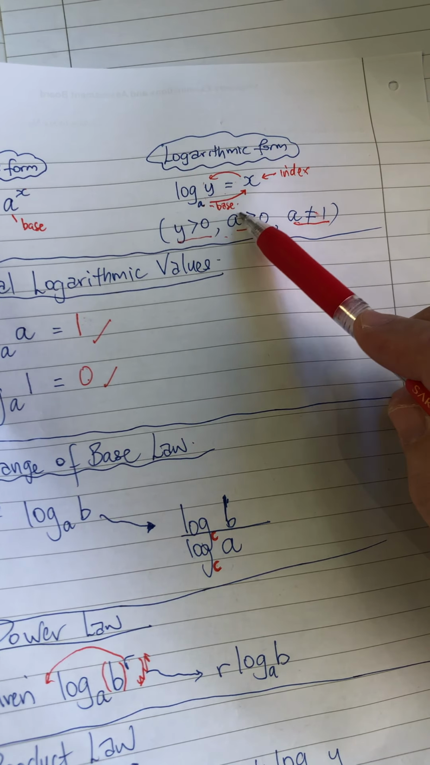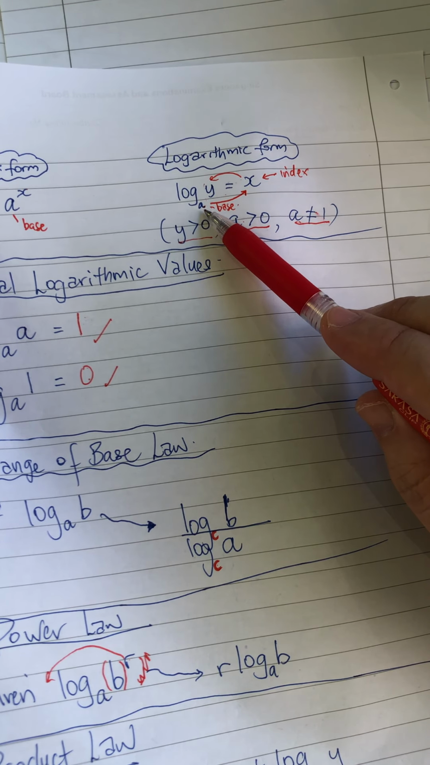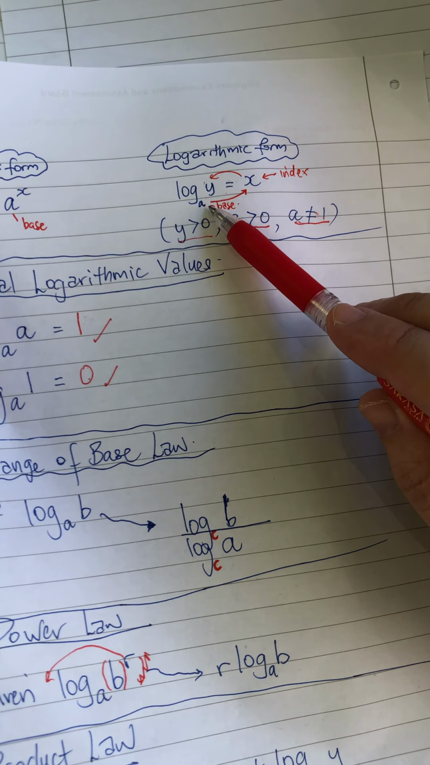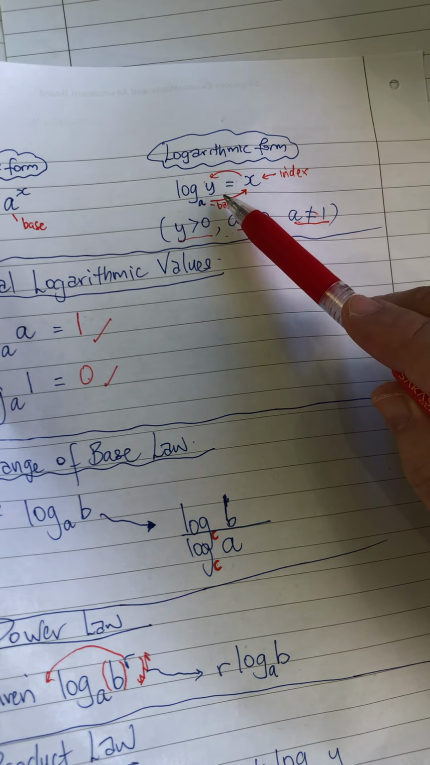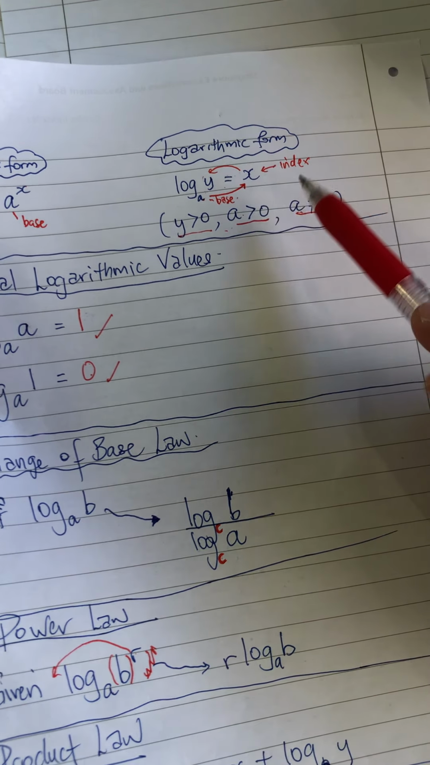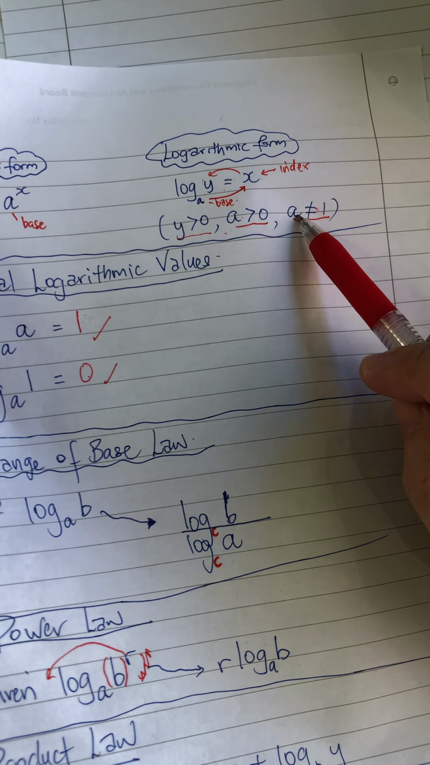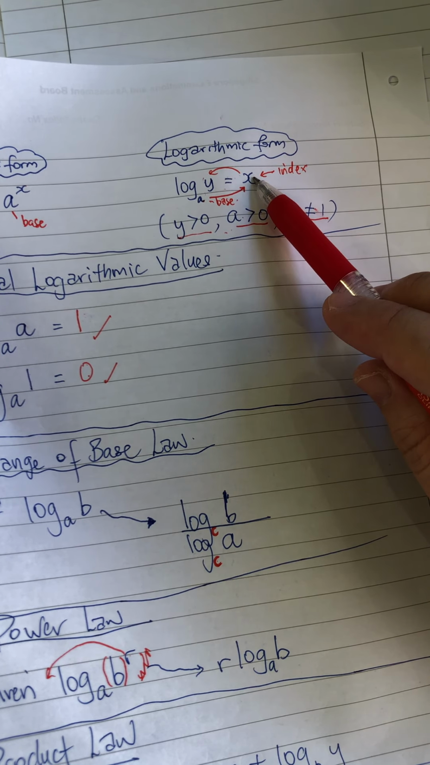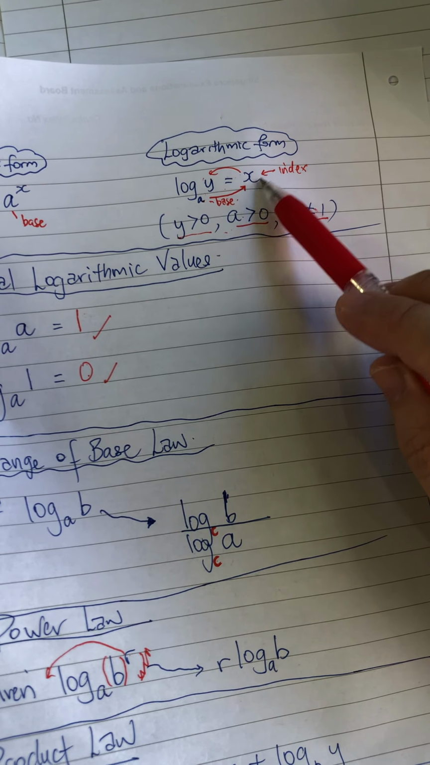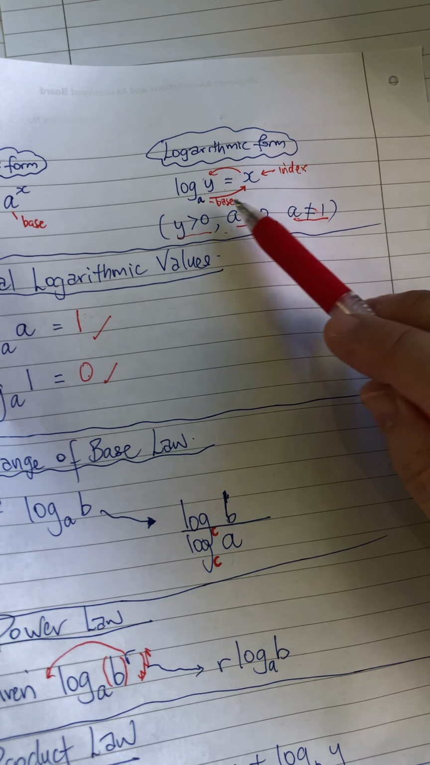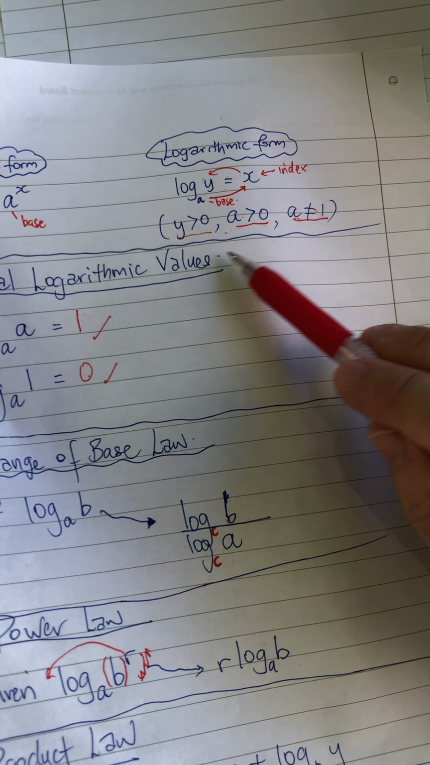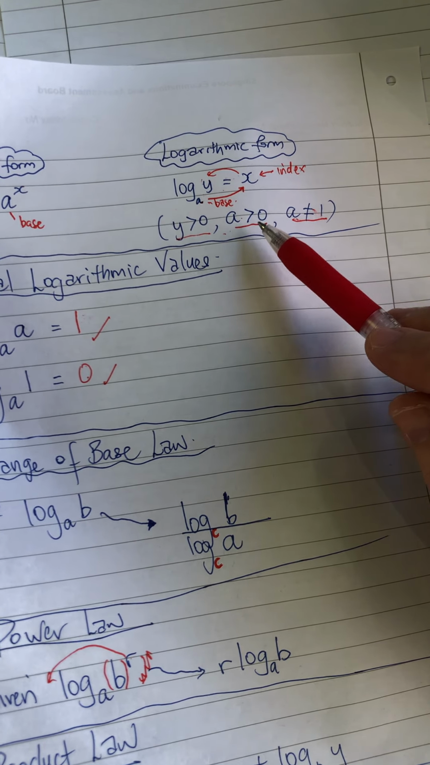Number two, your a cannot be 1, and it must be greater than 0, because if it's negative, then the log function will not be defined. This one we'll discuss next time. Then if it's 1, 1 to the power of anything will still be 1, so you will not get a definite answer for the index. That's why it's also not defined if your base is 1. So you have to remember these conditions very well, otherwise you will be quite lost.